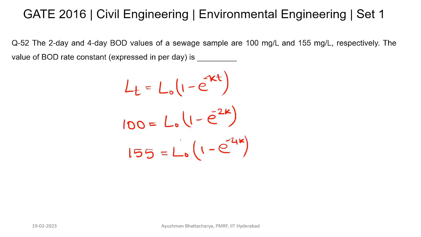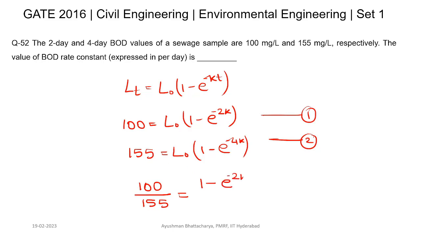Now we have two equations, equation 1 and equation 2. Using both we have to get the value of the BOD rate constant, that is k. The best way to solve it is to take the ratio, 100 divided by 155. L naught will get cancelled, so it is (1 minus e^(-2k)) divided by (1 minus e raised to power minus 4k). In this way we eliminated the ultimate BOD, L naught.